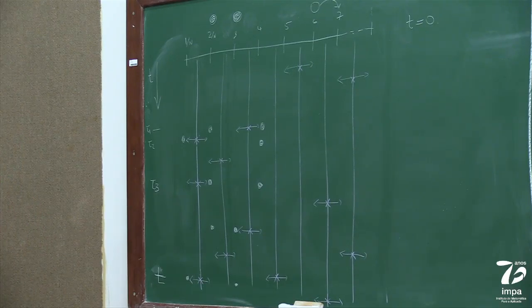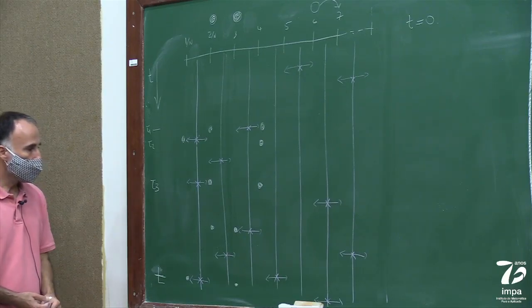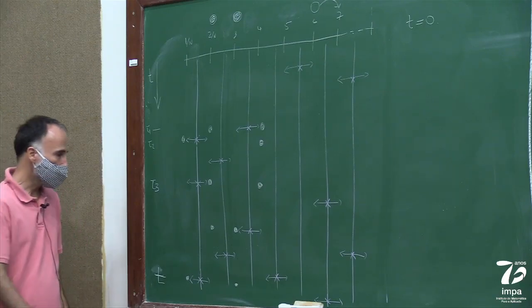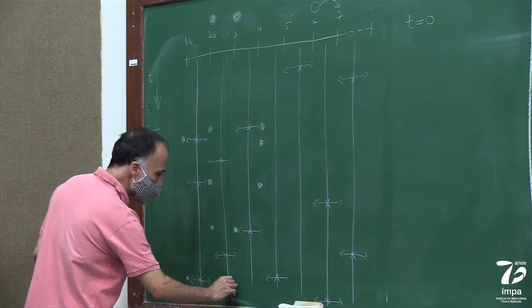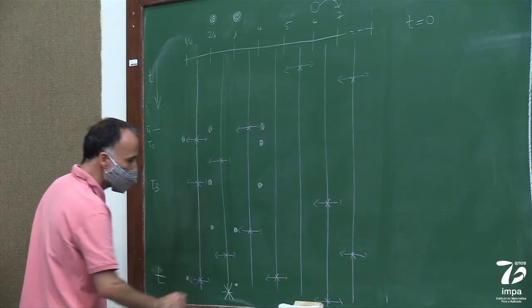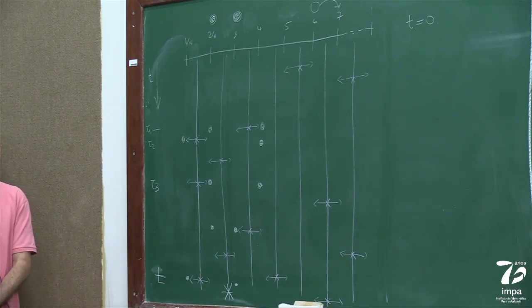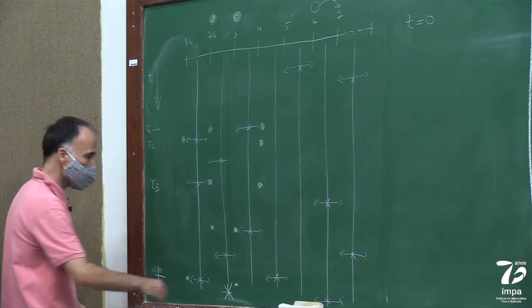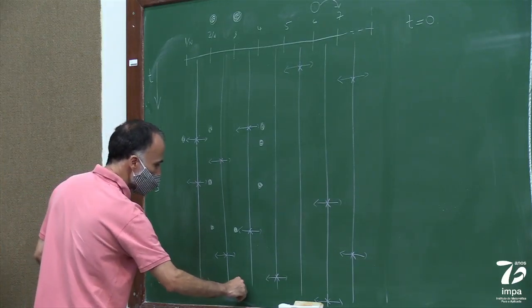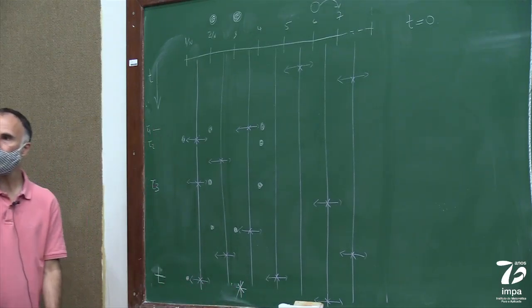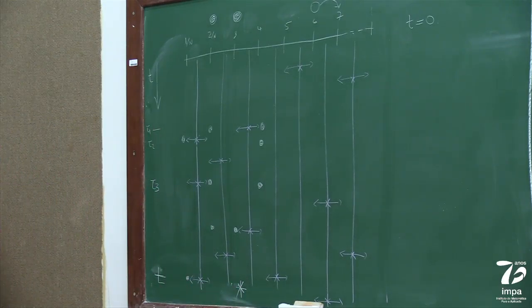The second point is now you are at time t, and you ask yourself, what is the probability that this site is occupied at time t? This is not a site, sorry. This site. What is the probability that this site is occupied? Is this site occupied or not?